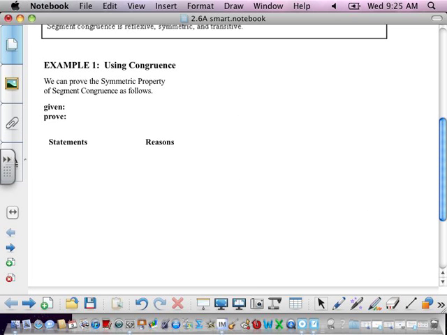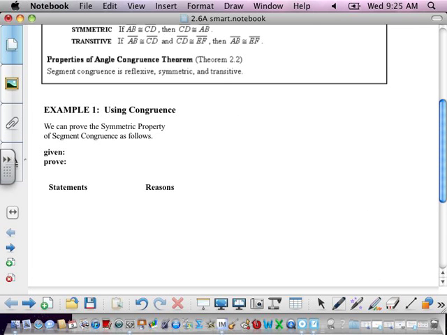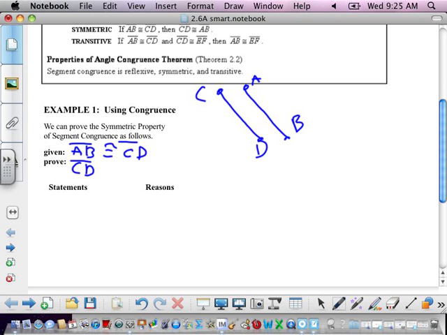Okay, so we have a picture of two segments, AB and CD. We are given that AB is congruent to CD, and we want to prove that CD is congruent to AB. What do you think we're going to use here? Symmetric, yep. We've got our statements and our reasons.